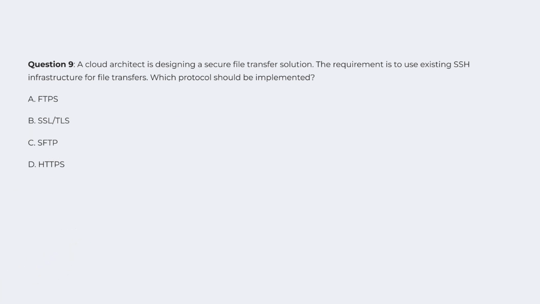Question 9. A cloud architect is designing a secure file transfer solution. The requirement is to use existing SSH infrastructure for file transfers. Which protocol should be implemented? A. FTPS. B. SSL/TLS. C. SFTP. D. HTTPS.